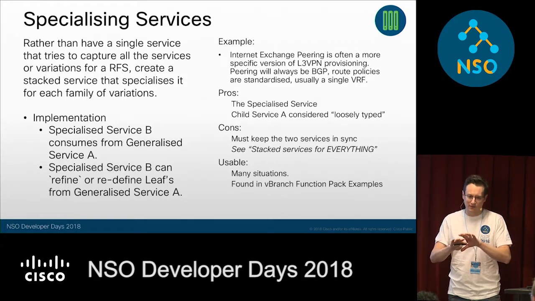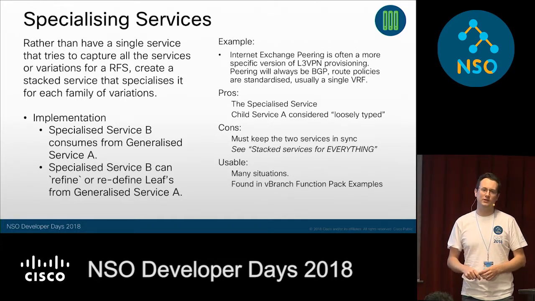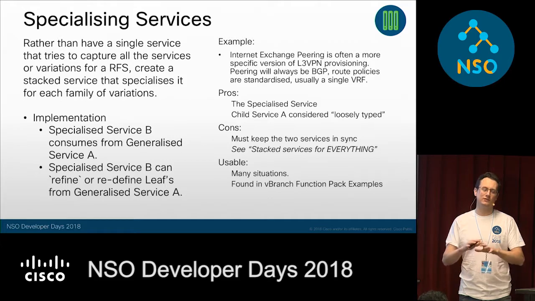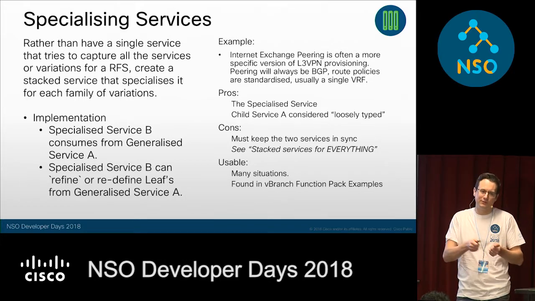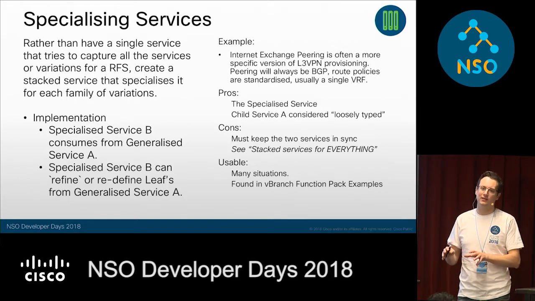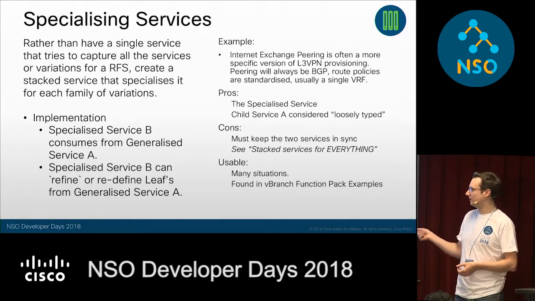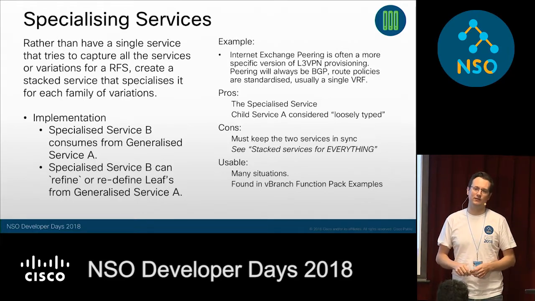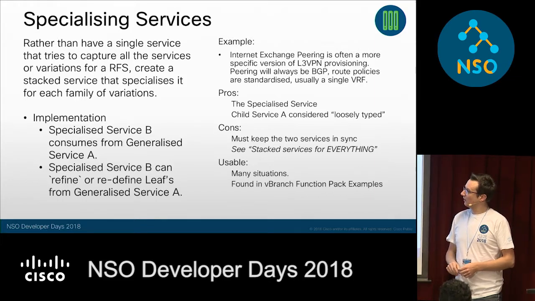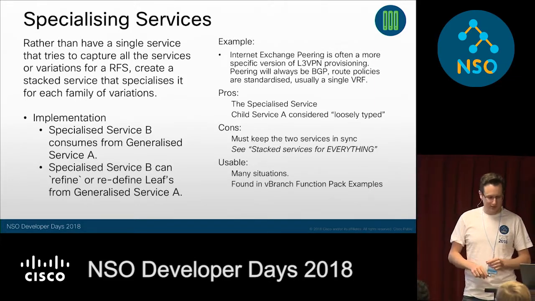So the common service model in the vBranch package is very, very extensive. Definitely hundreds of parameters in there. But when you expose that to your consumers, you're probably going to have standardized. So there's a really nice example in that function pack of a specializing service. So that's a nice easy one to start with.